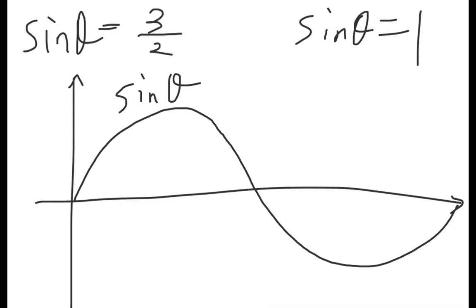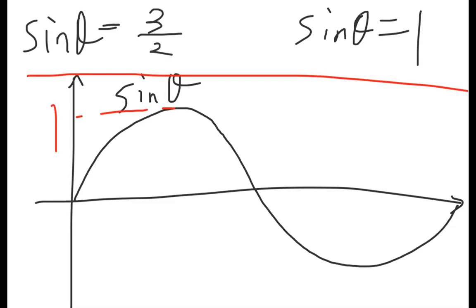Then, if sine theta is equal to 3 over 2, that is right here, because the maximum of sine is 1. So this never has any intersection. So this is no solution.